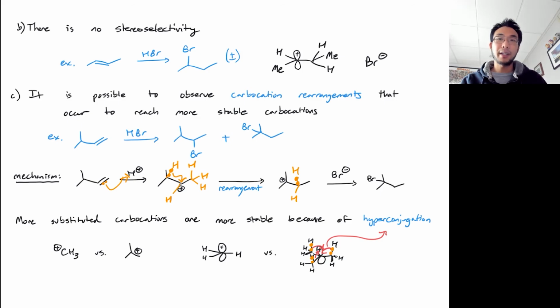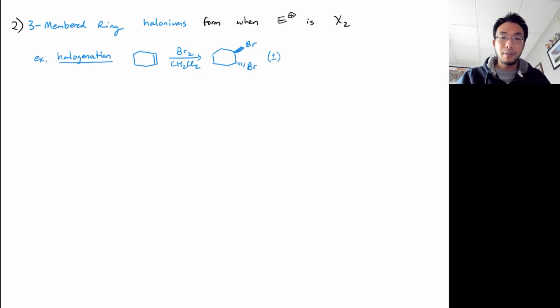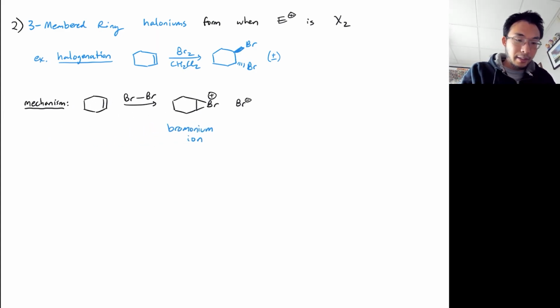A second type of mechanistic intermediate that forms when alkenes are nucleophiles is during the reactions between alkene nucleophiles and halogen molecules, so X2 species here. The intermediate is called a halonium, and we'll see that in a second. An example of such a reaction would be the halogenation of a pi bond, where I can take cyclohexene, react with a molecule of bromine, and get this racemic mixture of dibromocyclohexane. So let's look at the mechanism. It looks like this. I'm going to fill in some lone pairs here to help us track everything.